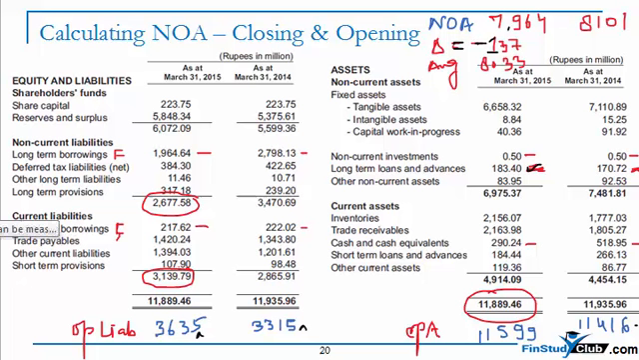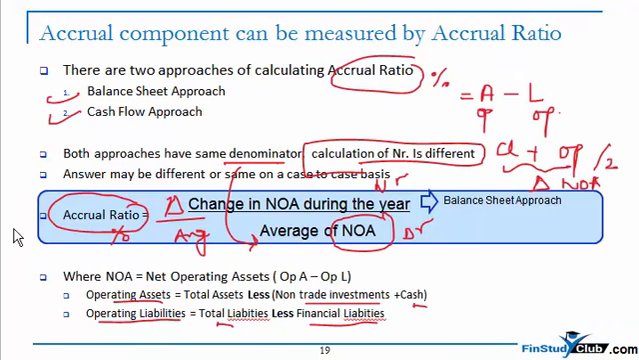So what is the accrual ratio that we are talking about? It is 137 divided by 8033. We're talking about 1.7% negative. This is the number that we are talking about as far as the accrual ratio is concerned.